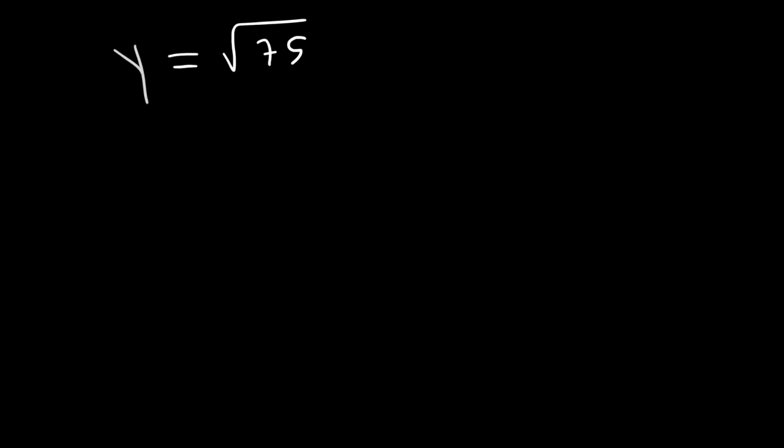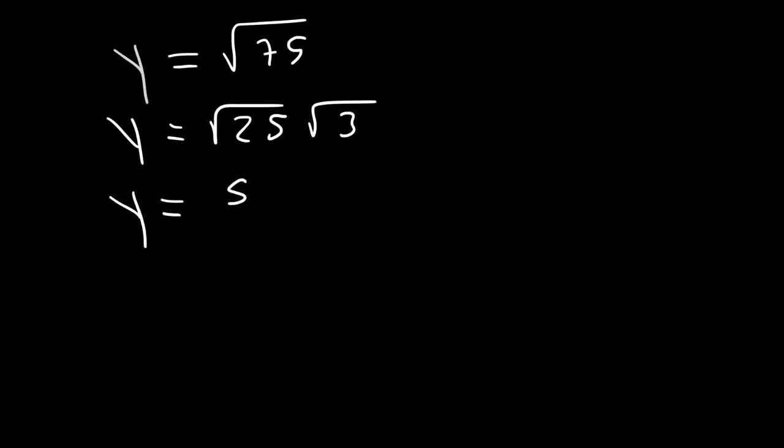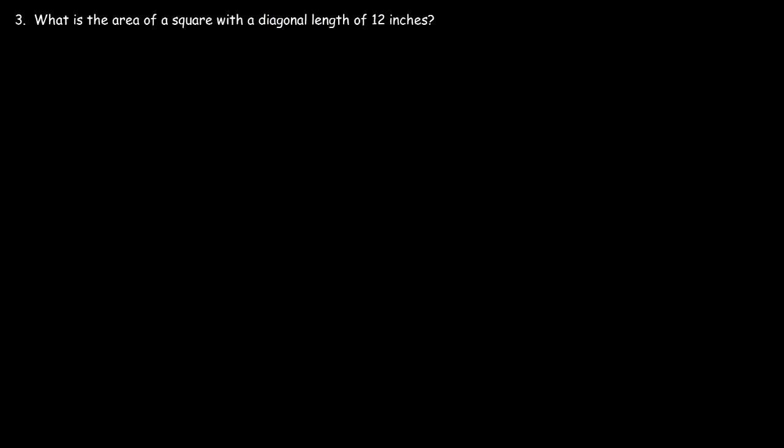What perfect square goes into 75? 25 is the perfect square that goes into it. 25 times 3 is 75. And the square root of 25 is 5. So y is equal to 5 square root 3. Now let's work on some word problems.